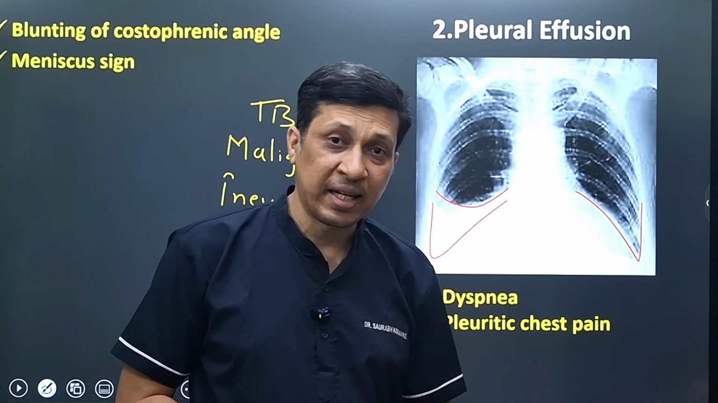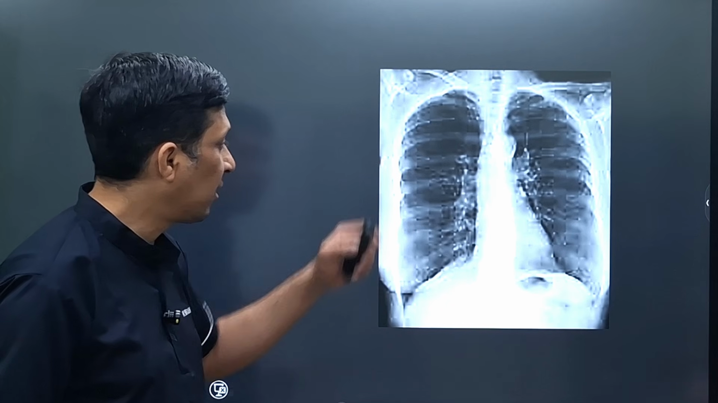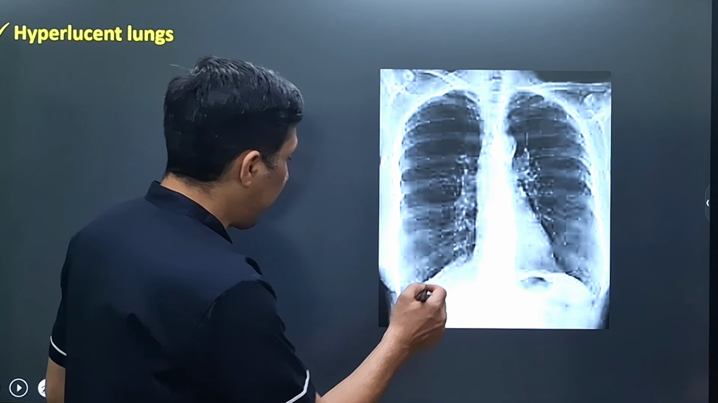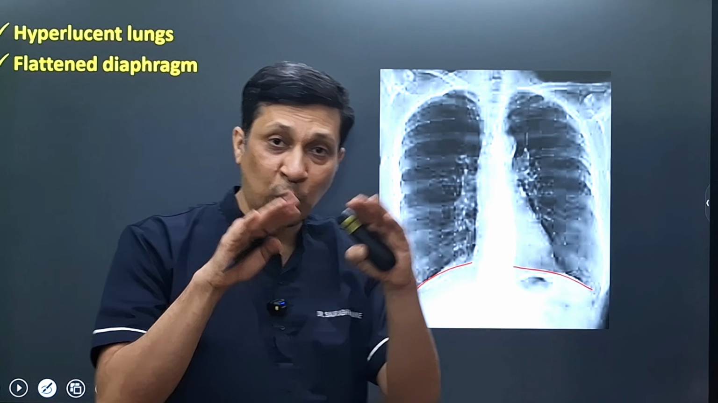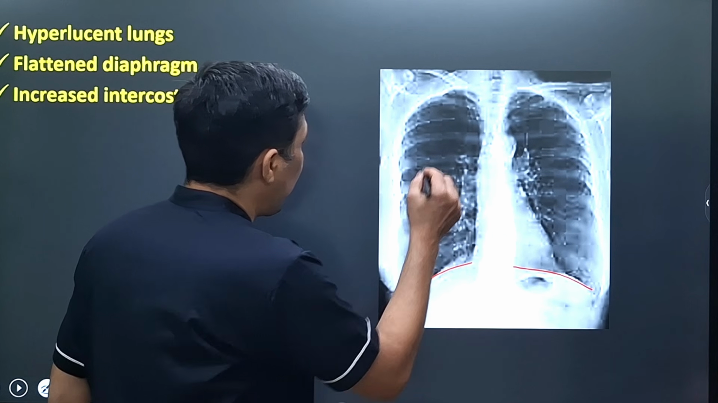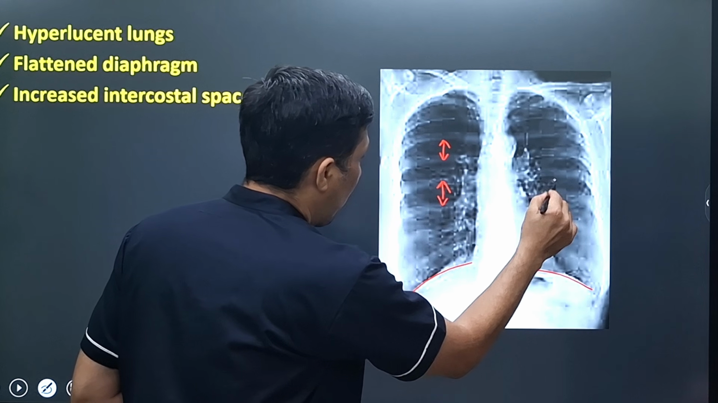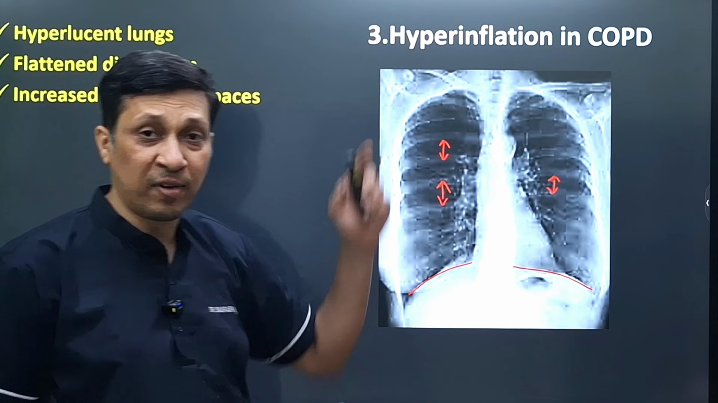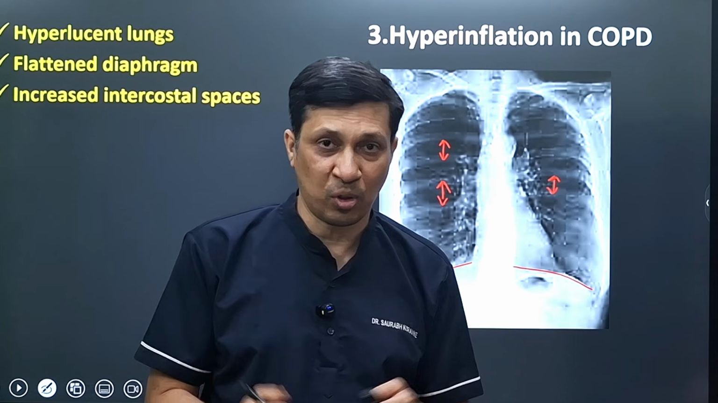Now the third X-ray in our list is this. Now there are 3 findings here. First, here the lung is hyperlucent. Second, you can see here the diaphragm has become flattened. Normally the diaphragms are dome shaped, but here the diaphragms are flattened. And third, the intercostal spaces, these are the intercostal spaces, they have become wide. And this is the X-ray chest of hyperinflation found in COPD, and it is very commonly seen in smokers.